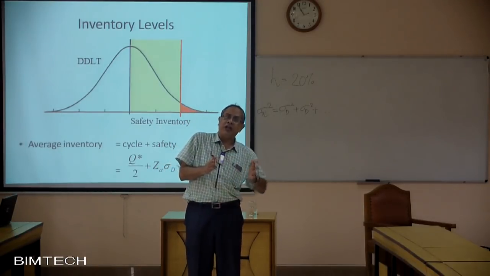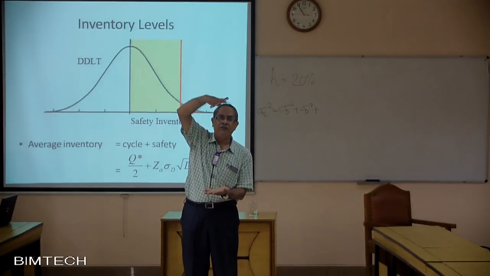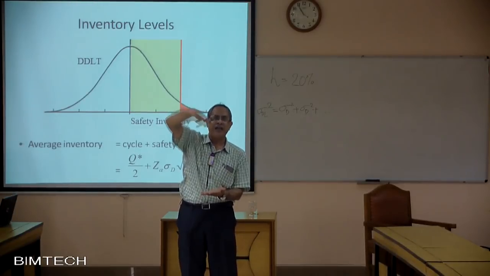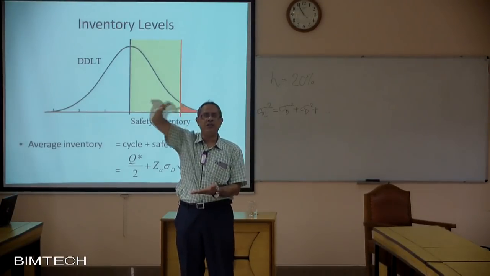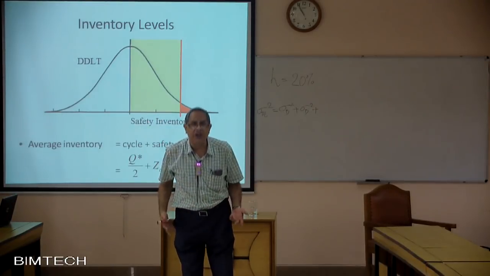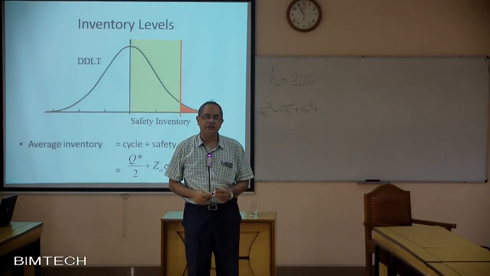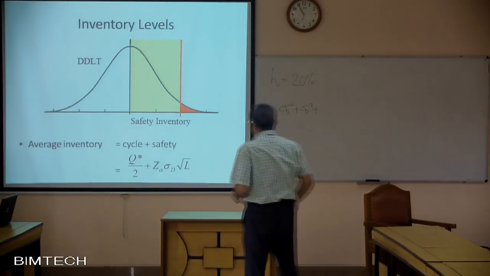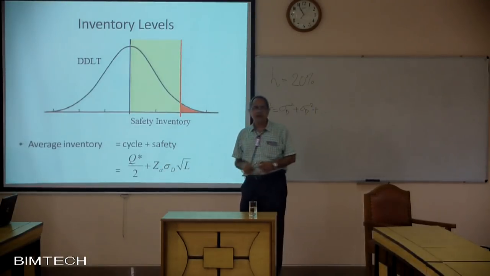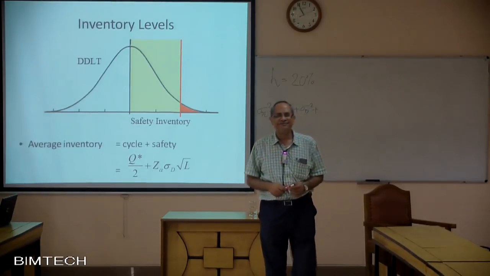And 50% of the times we are eating into it. So what happens to the safety inventory? Half the time it is going down, half the time it is going up, but it is varying around what? It is varying around the mean level. And therefore, at all points in time, the average inventory that you carry is the mean level, which is the entire safety inventory. And that is the reason why in the average inventory, we add the total safety inventory and not safety inventory by two or any other factor.